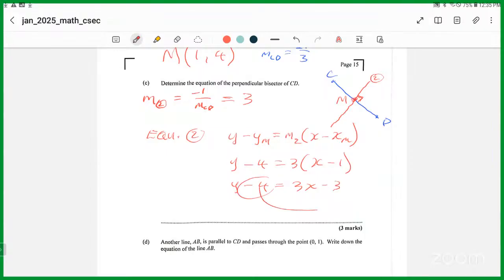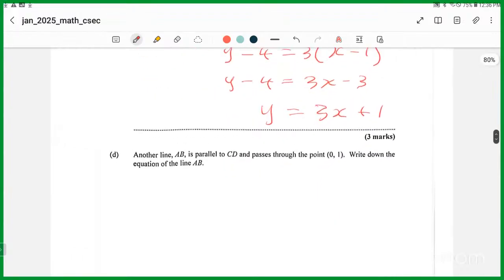When this 4 comes over, it becomes a positive 4. And 4 minus 3 is going to be 1. So this equation reduces to y equals 3x plus 1. That's the perpendicular bisector. 3x plus 1. Everybody okay with that? Yes, sir.